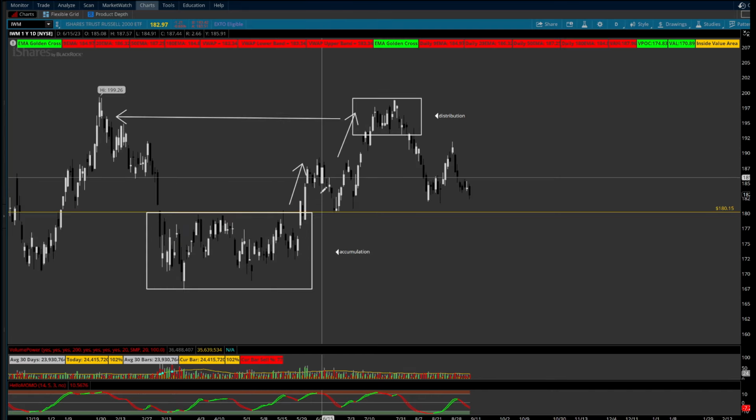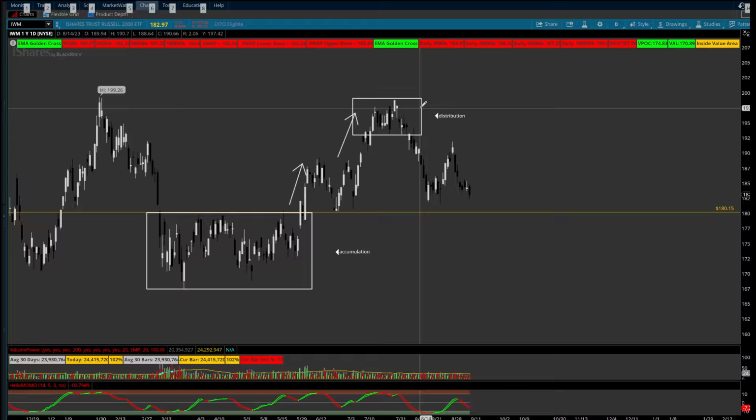So accumulation, markup, retrace, and then markup 2. Distribution, markdown. And what do we get? The same thing but opposite. You can see here, this is the retrace, and let me actually make this a little bit bigger so we can actually see.